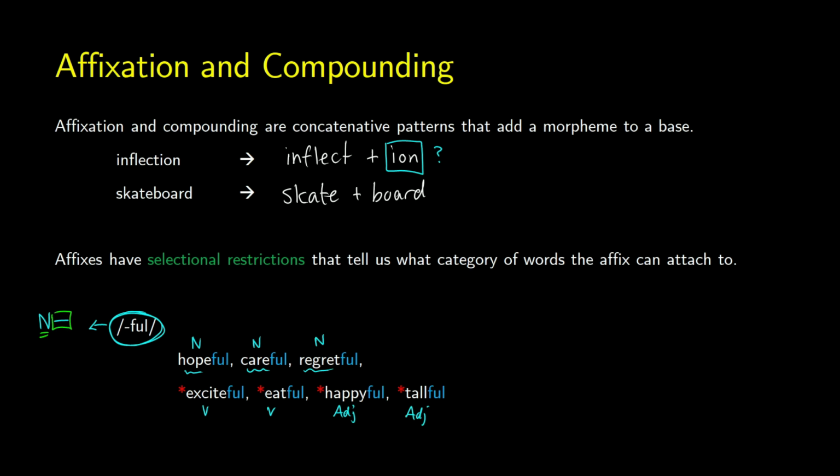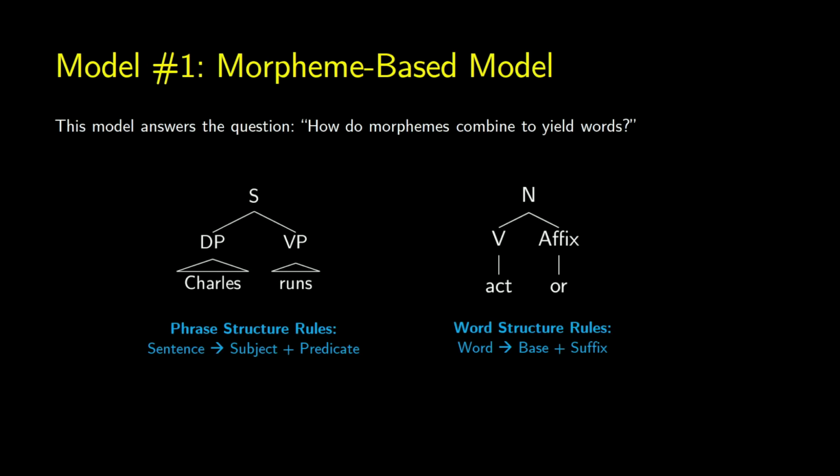So how can we model this? Well, we can start by taking a look at morpheme-based models. So the whole point of a morpheme-based model is to ask how morphemes combine in a hierarchical structure. And the way that you do it is very similar to how you would do syntax. For instance, in syntax, you know that a sentence is going to consist of some determiner phrase or noun phrase like Charles, and some predicate VP like run. So it needs a subject and a predicate. It's going to be the same way with word structures.